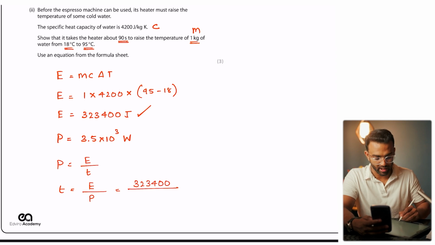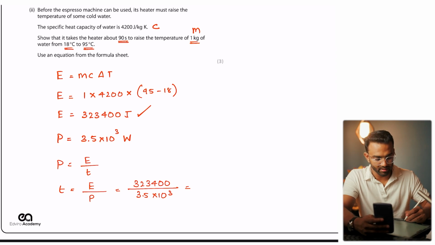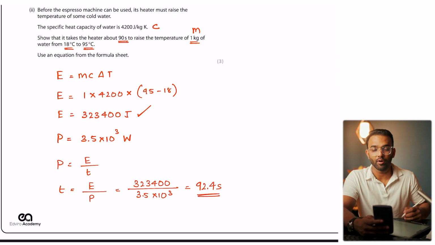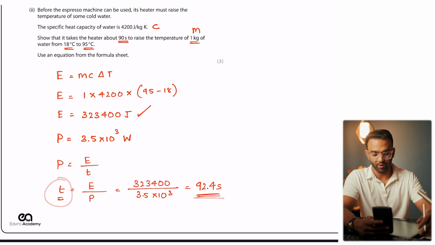323,400 divided by the power, which is 3.5 times 10 to the power of 3. I would like you guys to put that in a calculator. So you can just type that into the calculator and we are getting an answer of 92.4 seconds. There we go. So the value of the time, not temperature, the time we worked out is 92.4 seconds. And there we go. That's how we solve this.